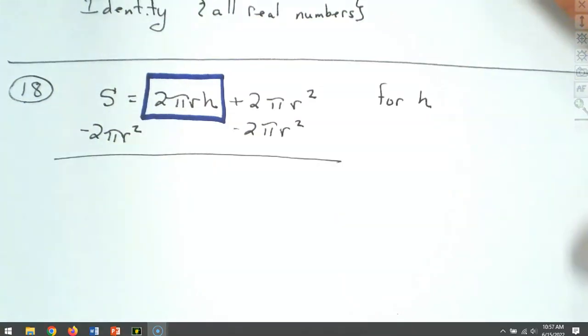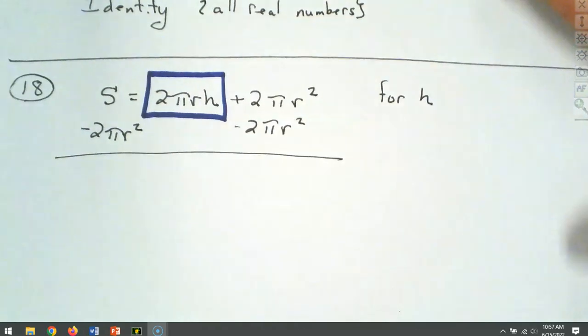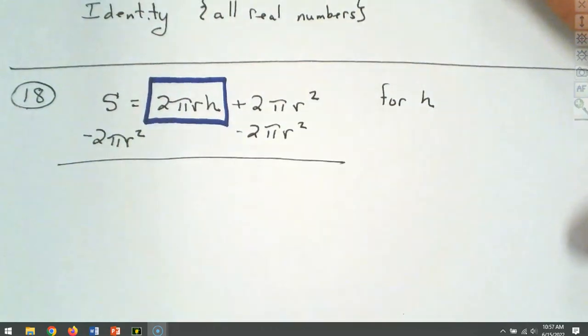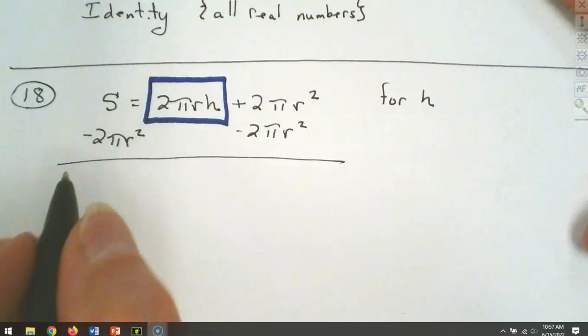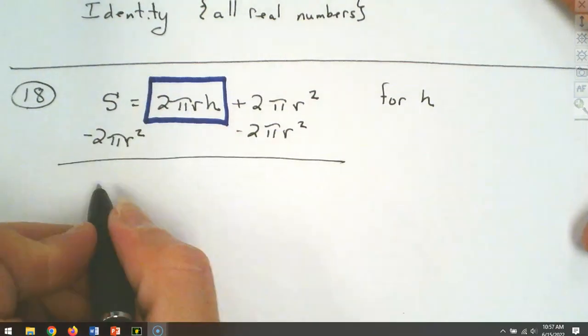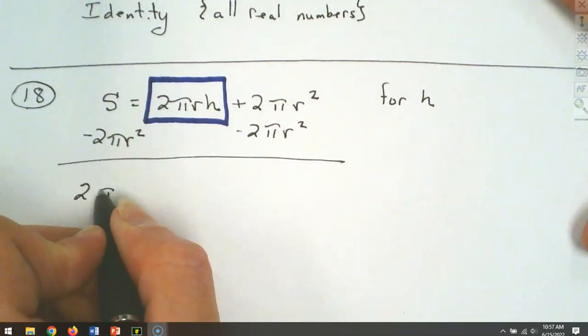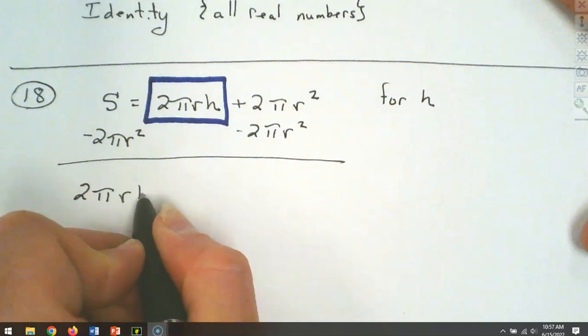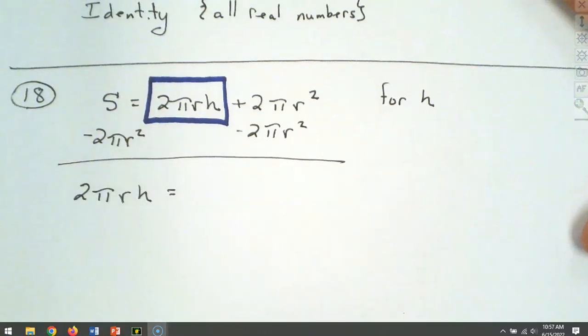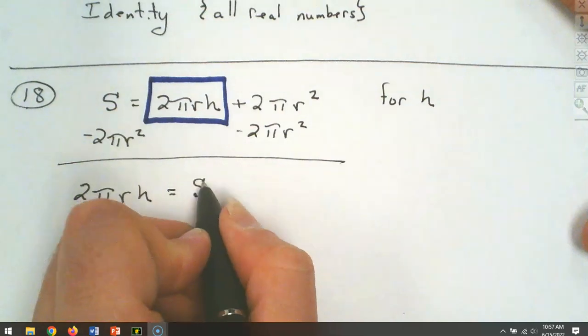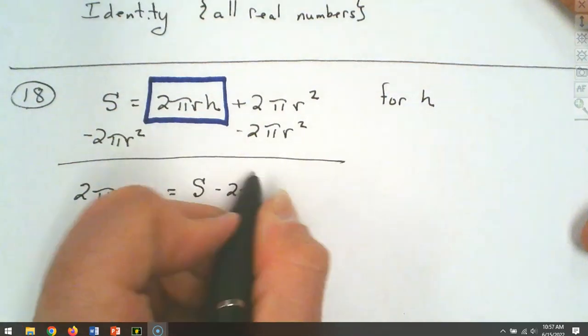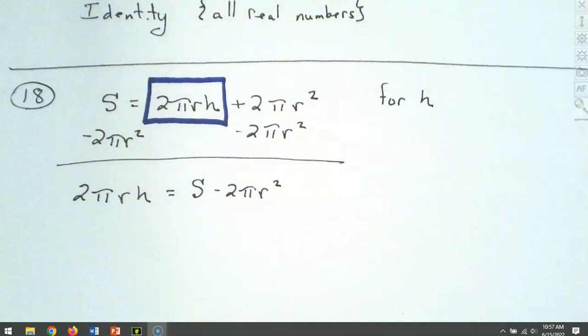Okay, so I'm going to move that 2 pi r squared over. Now, to save a little bit of time, I'm going to go ahead and switch the sides around because I want the blue box on the left. And so that's going to be a 2 pi rh. And then on the right-hand side, we've got the S minus the 2 pi r squared. Okay, so all I did was I rewrote it, moved them over, and I'm at this point. Is everyone okay with that so far? So all I did was moved it over.